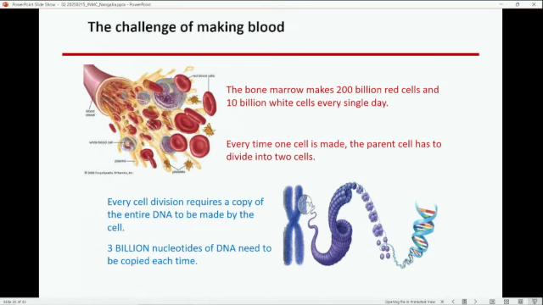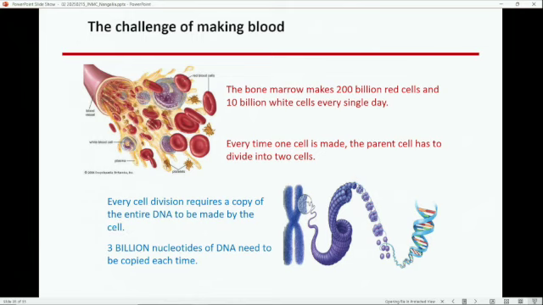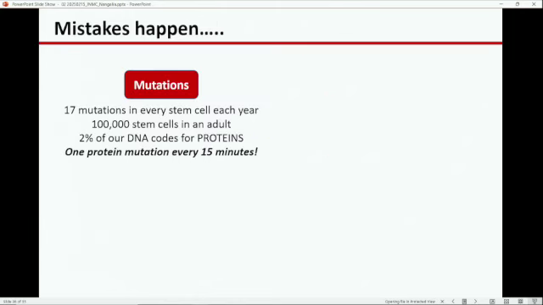Every cell division requires a copy of the entire DNA in that cell to make 2 copies, and they have to copy 3 billion bases of DNA. So they're having to copy 3 billion bases of DNA to make 1 cell, and they have to make 210 billion cells a day. So there's a lot of DNA copying going on. And mistakes happen. Okay, so remarkably, not many mistakes happen when we're making billions and billions of bases of DNA a day in our bone marrow.